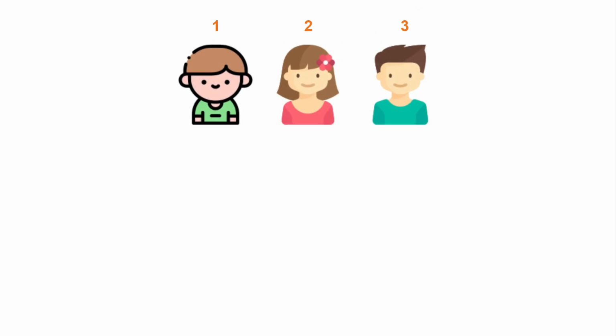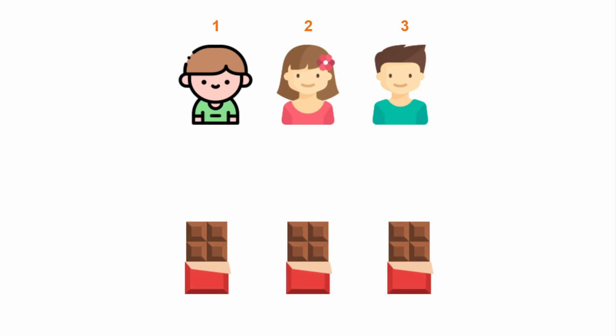So in order for you to understand this, let's start with a very simple example. Here we have 3 kids or 3 children, and each one of them, as you can see on the top, has a number, right? So the first one has 1, then the girl has 2, and the last boy has 3. On the other hand, we have 3 bars of chocolate. So we have to give each one his chocolate bar.